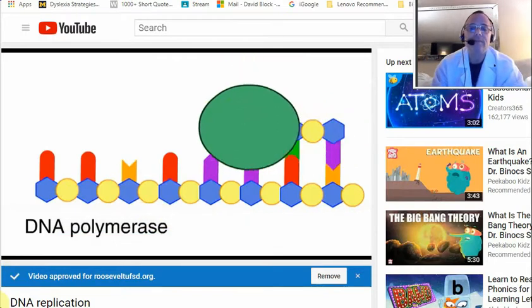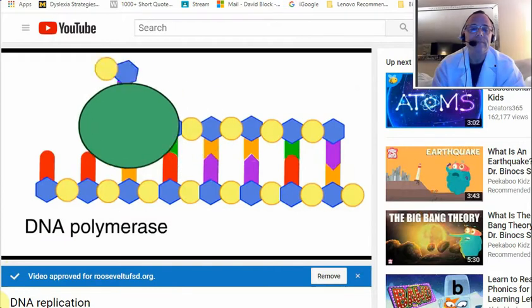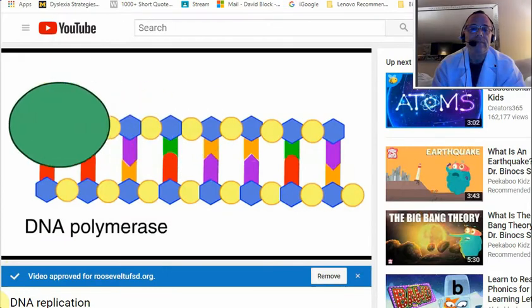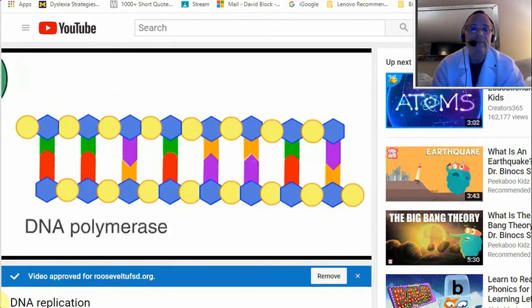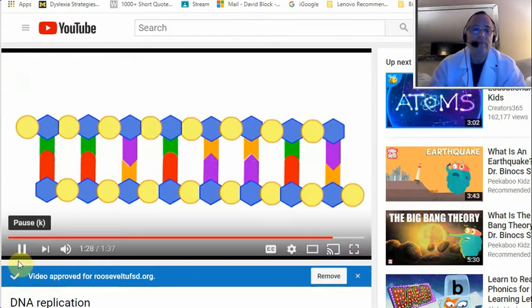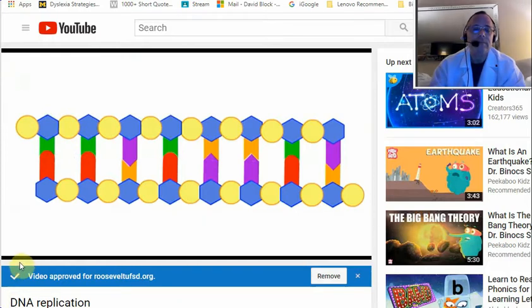The new strand of DNA. DNA is replicated during the S phase of the cell cycle so that the cell can divide during mitosis.